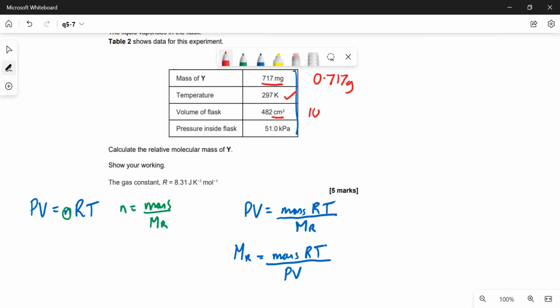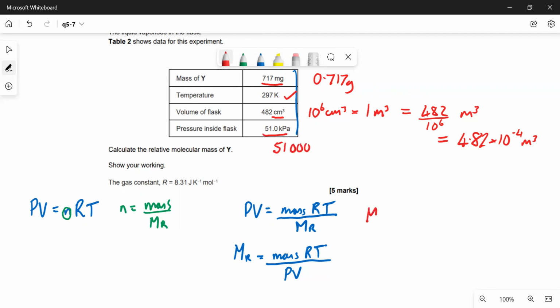Now, there are 1 million centimeters cubed in 1 meter cubed. So 482 centimeters cubed is equal to 482 divided by 1 million meters cubed, which is equal to 4.82 times 10 to the minus 4. And then finally, the pressure, we need to convert that into pascals, not kilopascals, so that's 51,000 pascals. So let's put those numbers in there.